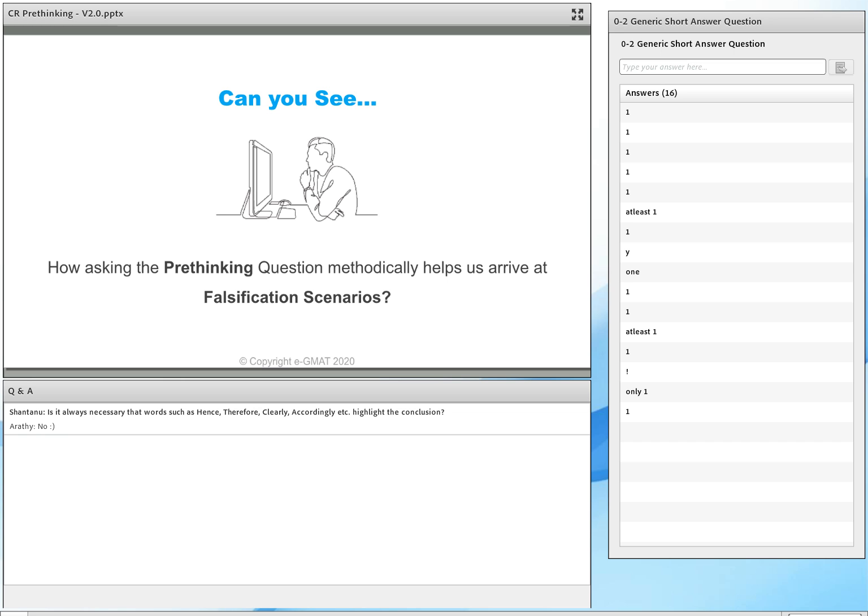Okay, only one, not at least one, only one. I care about only one when you are in that exam mode. Of course, when you're in the learning mode, you can spend more time. But in the exam mode, the moment you have one, just move forward, go to the answer choices.